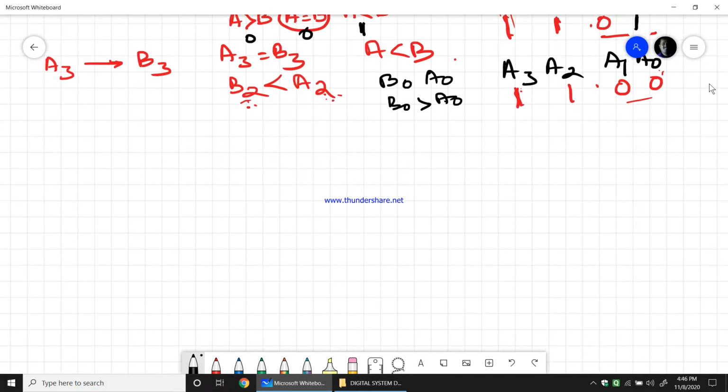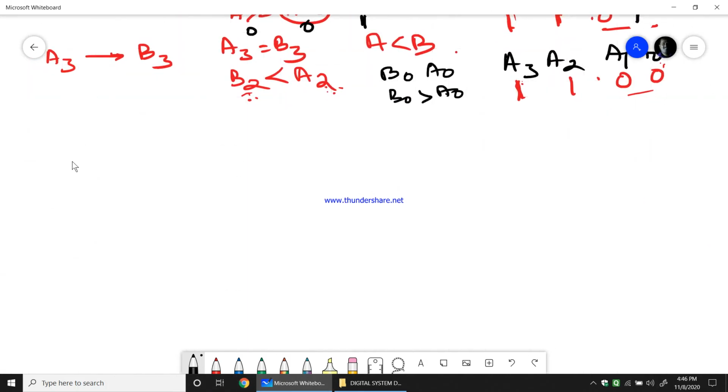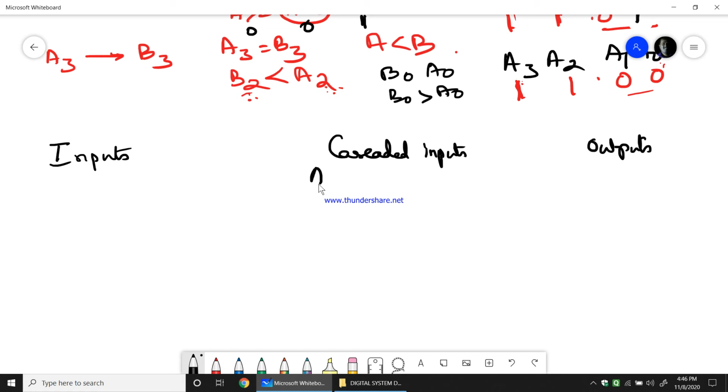Now if I try to write the truth table for this 4-bit comparator, the first thing is inputs, then we'll see cascaded inputs, then we'll see outputs. The cascaded inputs are of 3 types: A greater than B, A equals B, A less than B. The outputs are again 3 types: A greater than B, A equals B, A less than B.